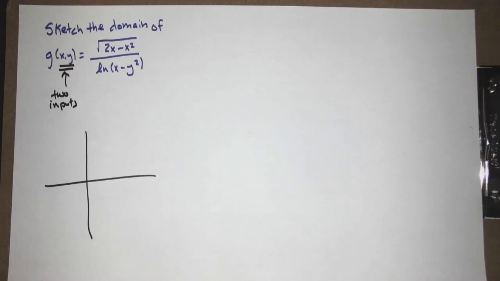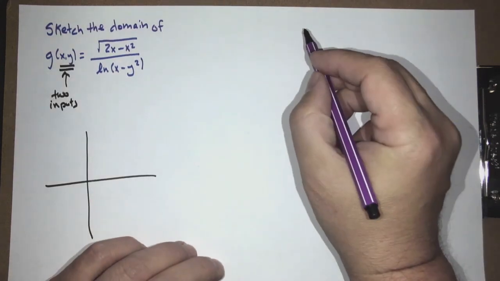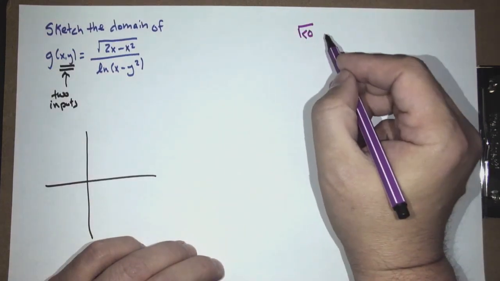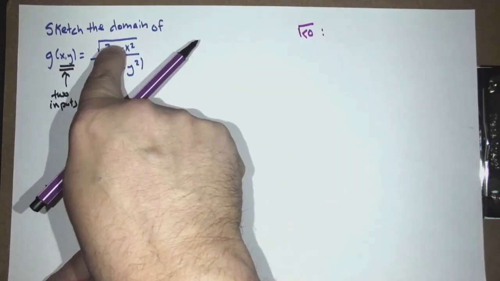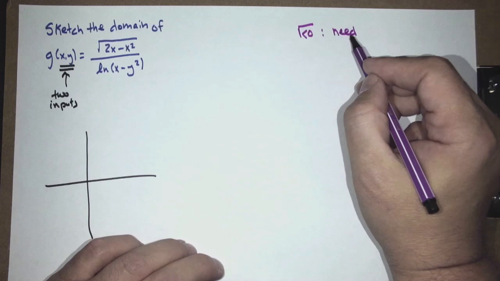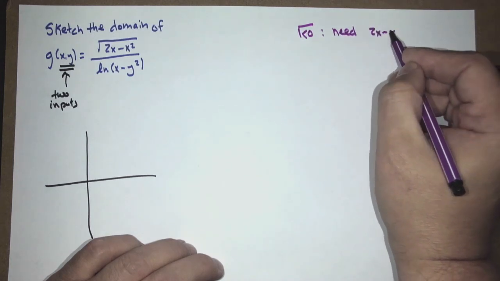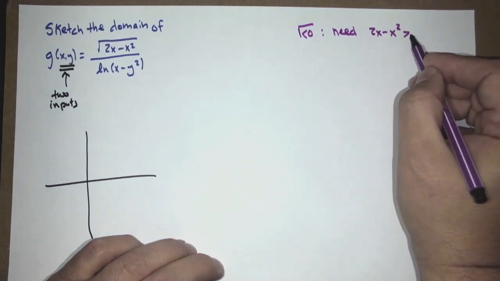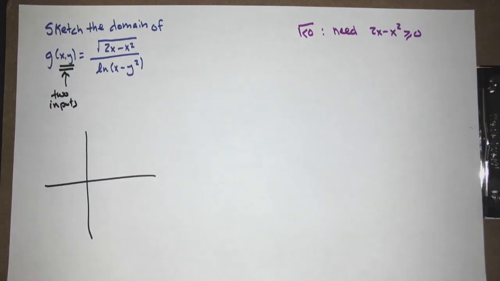So let's start talking about some of our problems. This one actually has a couple of problems in it. So what's a problem? Pick a problem. Okay, so we have a square root of something negative. There's a square root here. So what do we need? We need to make sure that 2x minus x squared is greater than or equal to 0, right? Because if 2x minus x squared is negative, we're in trouble.